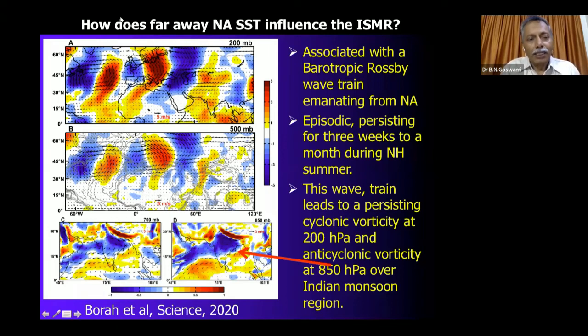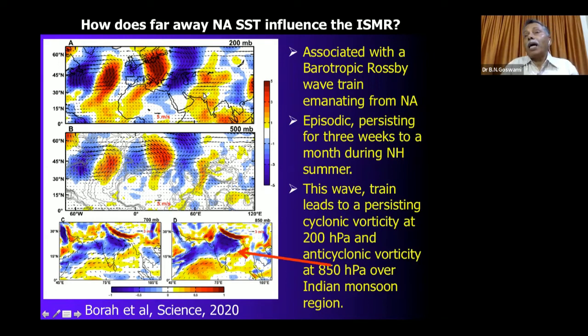And it turns out that there is a very beautiful stationary wave train structure at the upper atmosphere, which seems to originate from this North Atlantic and then sets up the structure and produces, during the drought years, during this cold anomaly years, a cyclonic circulation over the upper atmosphere in the Indian region.